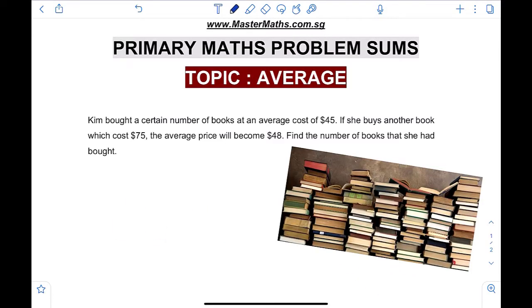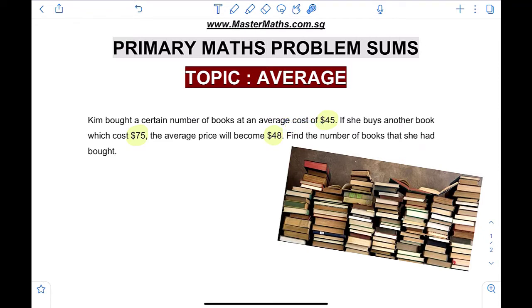Alright, we have an average question here in problem sums. Let's discuss. Kim bought a certain number of books at an average cost of $45. If she buys another book which costs $75, the average price will become $48. It will increase from 45, go up to 48.